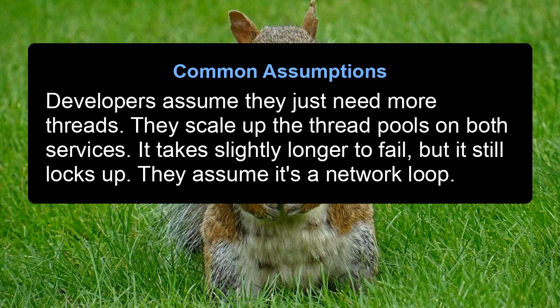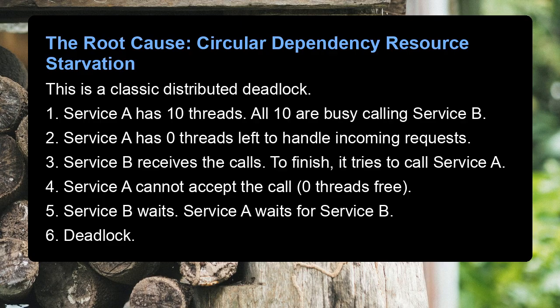Common assumptions. Developers assume they just need more threads. They scale up the thread pools on both services. It takes slightly longer to fail, but it still locks up. They assume it is a network loop. The root cause: circular dependency resource starvation. This is a classic distributed deadlock.